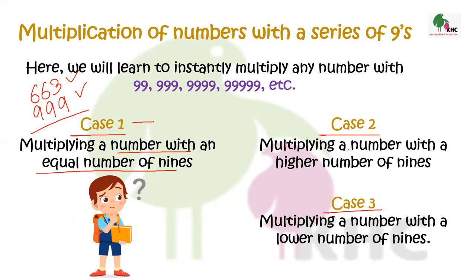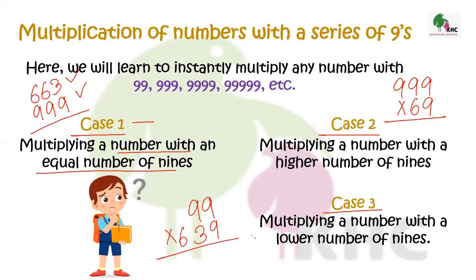Case two is multiplying a number with higher number of nines. For example, you have more nines and lesser digits in the other number. So that is the next case. The third case is number of nines is lesser, whereas number of digits in the other number is more. This is the third case. Okay. So we are going to learn one by one.